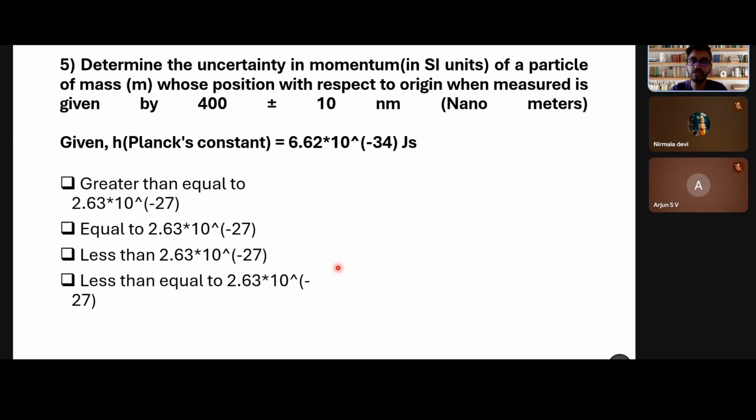Okay, so this is a problem. Determine the uncertainty in momentum of a particle of mass m whose position with respect to the origin when measured is given by 400 plus or minus 10 nanometers. Given Planck's constant is 6.62 times 10 to the power minus 34 joule seconds.